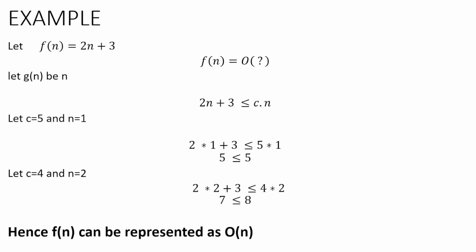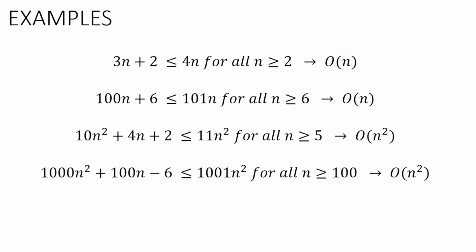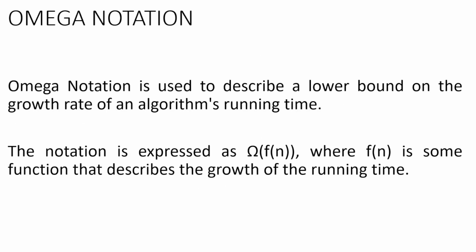Now let us look into omega notation. Omega notation describes the best case scenario of an algorithm. It represents the lower bound running time complexity of an algorithm. It tells what is the fastest time your algorithm can run given an input size. Let us see how it can be represented mathematically.